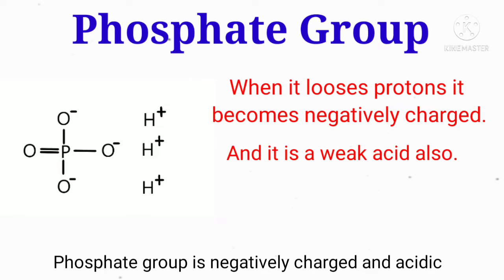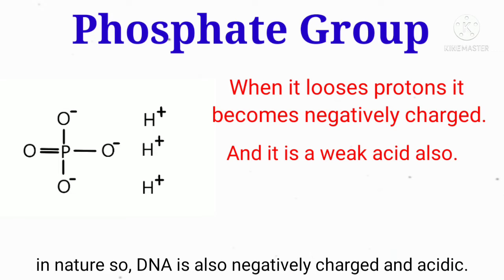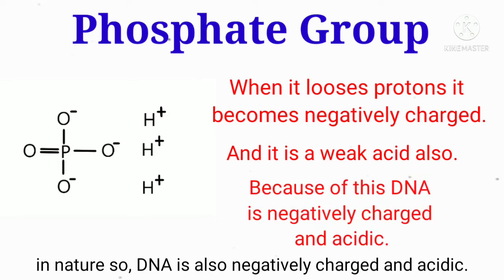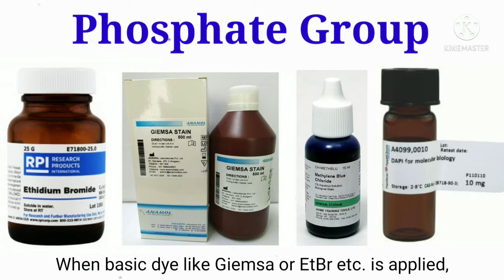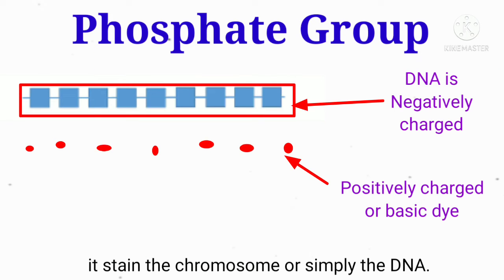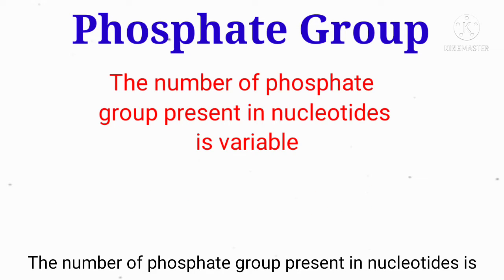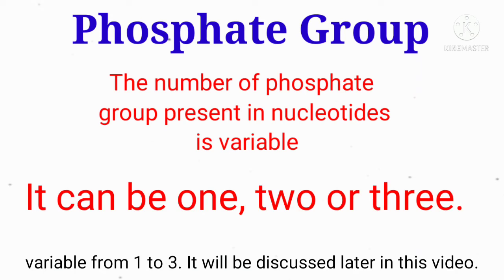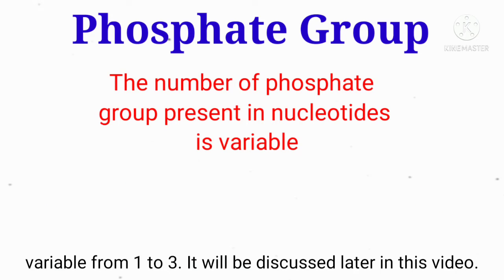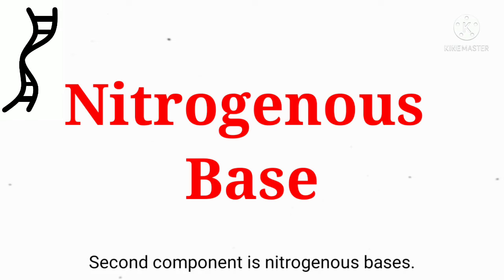The phosphate group is negatively charged and acidic in nature. So DNA is also negatively charged and acidic. When a basic dye like Giemsa or EtBr is applied, it stains the chromosome or simply the DNA. The number of phosphate groups present in nucleotides is variable from 1 to 3. It will be discussed later in this video.